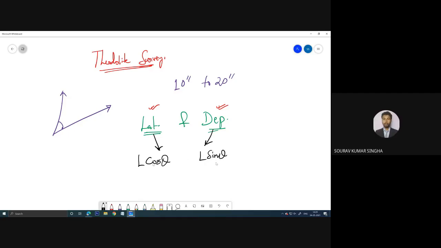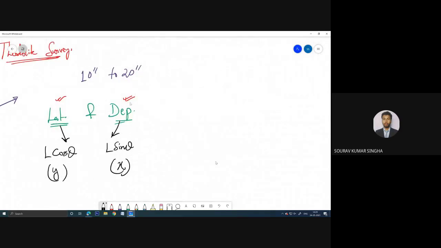And L cos theta, latitude, is in which axis? X or Y? Y. Very good. And departure is in the X axis. Very, very good. If you understand this thing, then the others are very easy. That means it is simply like this is the X axis and this is the Y axis. X axis means L sin theta, and Y axis means L cos theta.